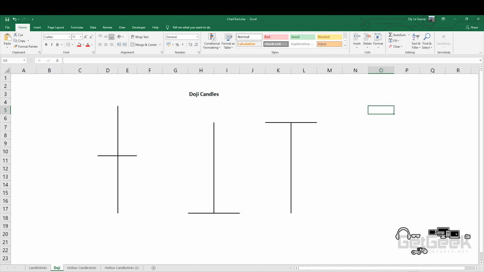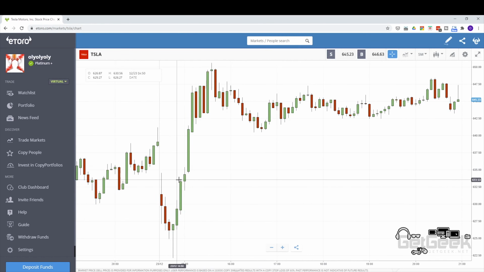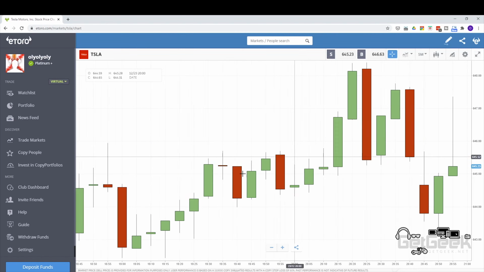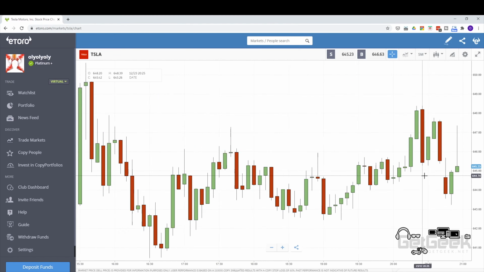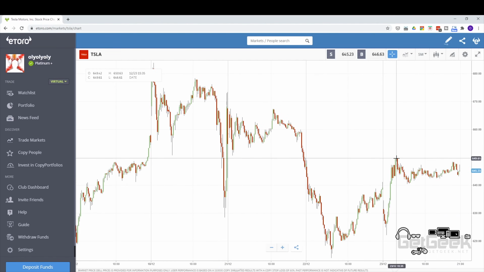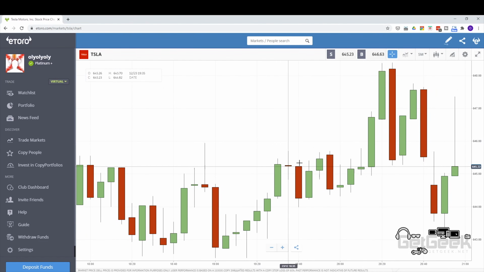its opening price. So let's see if we can find an example of one of these in eToro. That's probably the closest you're going to get to one there. So the open was 645.26 and the close was 645.23. You probably would find one even closer, but I may struggle to find it for a while. So, I mean, that is a doji right there.